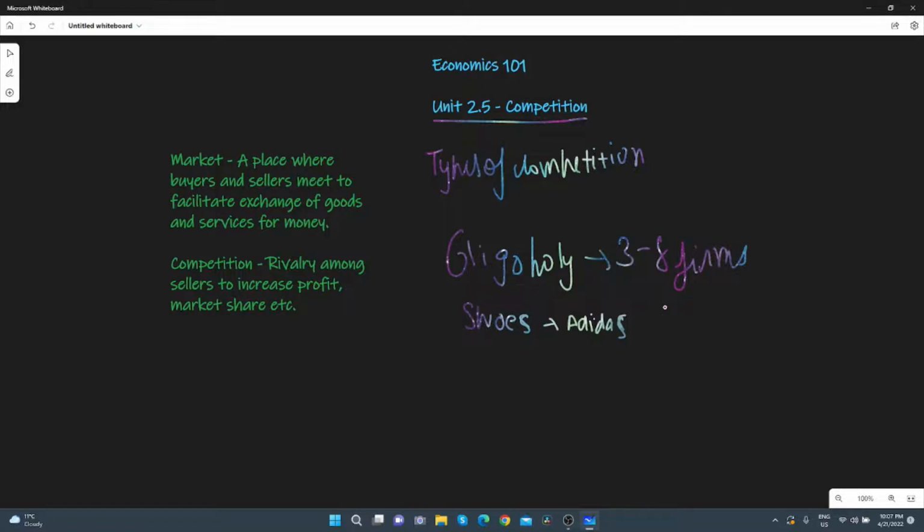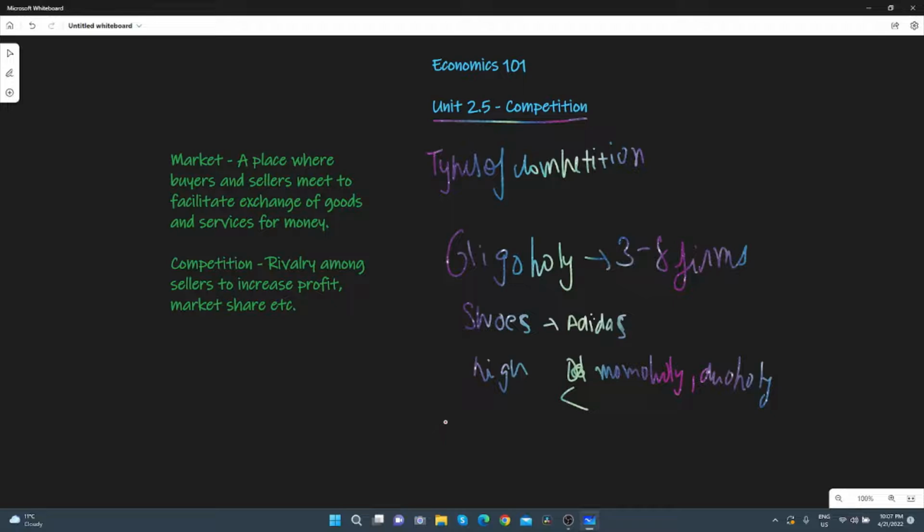Still, barriers to entry are high, but a bit less than monopoly and duopoly, for obvious reasons, because you are not competing with just one firm or two firms. You are competing with 3 to 8 firms. It's possible to enter this market, but it's still very difficult. Still high, but less than monopoly and duopoly. So this is what happens.